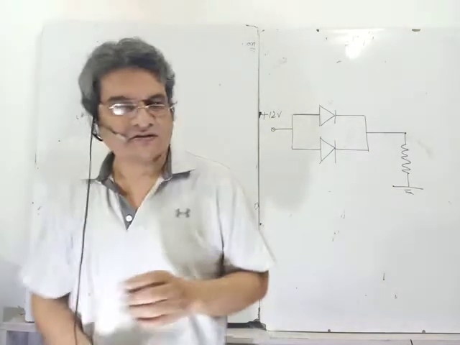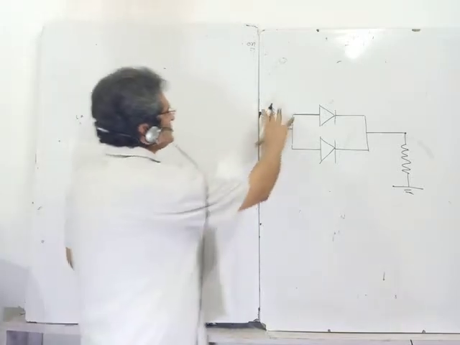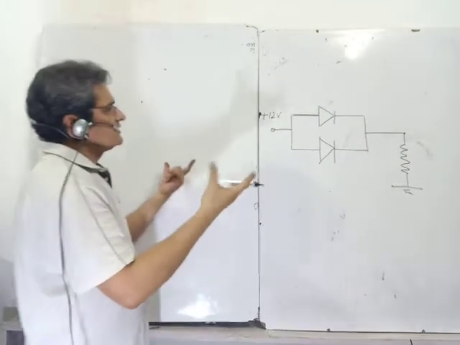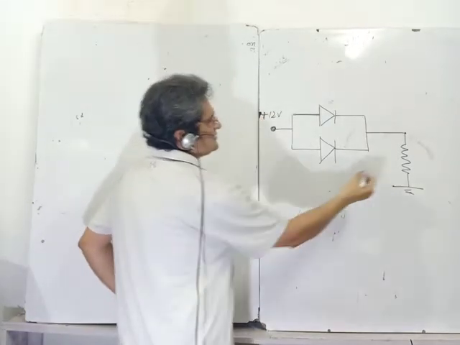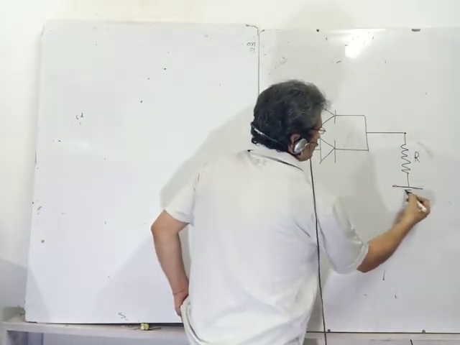I am taking up this brief lecture based on the doubt raised by one student. There is a circuit. You can have various types of circuit. I have just drawn one circuit. 12 volt is applied here, plus 12. There is a resistance R here, which is earth.